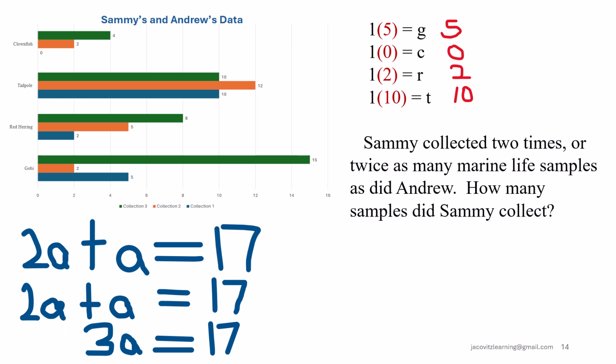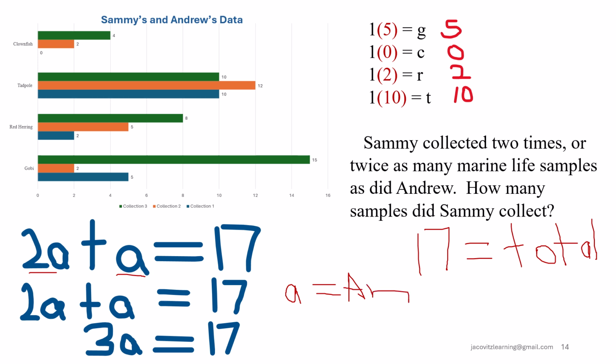Okay, so Sammy collected 2 times or twice as many marine life samples as did Andrew. So how many samples did Sammy collect? Now in total, they did 17. So let's start lining this up. This is total. You want to solve for A, but remember, A equals Andrew, and we're looking for Sammy. Okay, so Sammy is what?